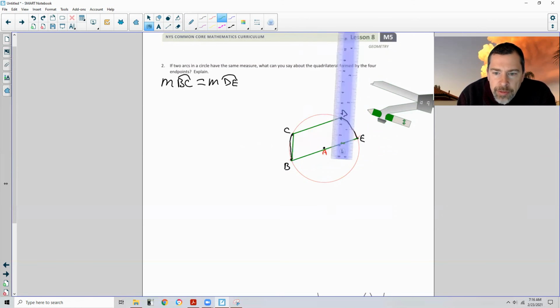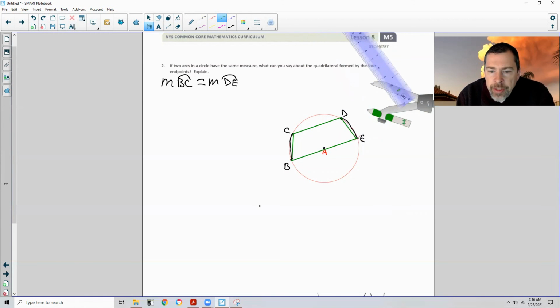Draw this segment and then bring my ruler over here and rotate and draw that segment. So there is my parallelogram. So what can you say about the quadrilateral? I shouldn't have called it a parallelogram. What can you say about the quadrilateral formed by the 4 endpoints?